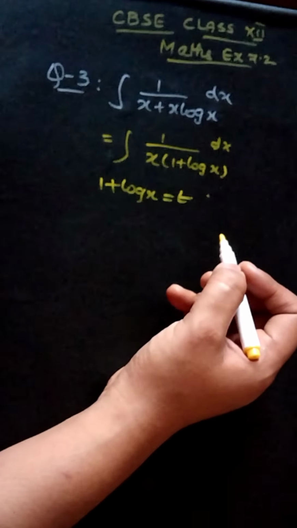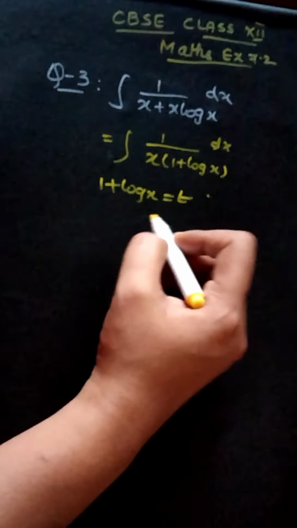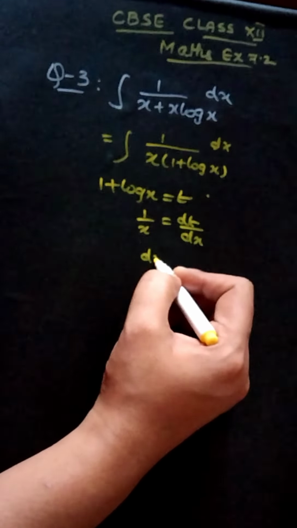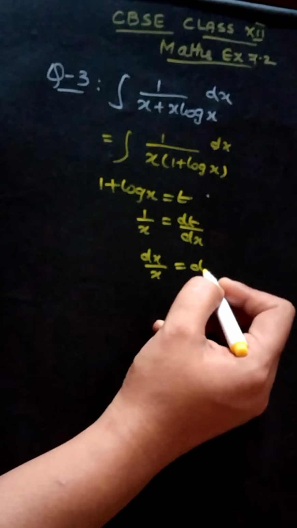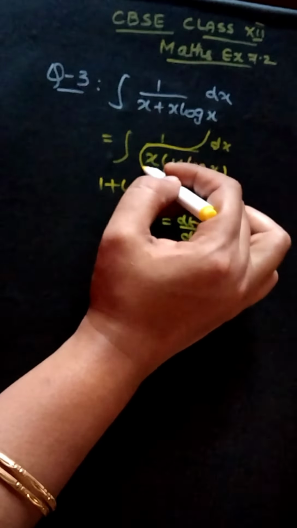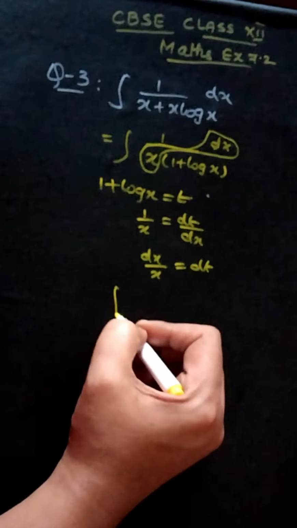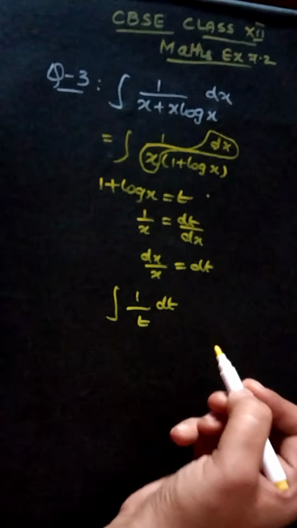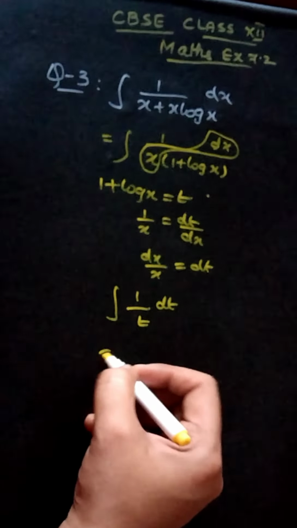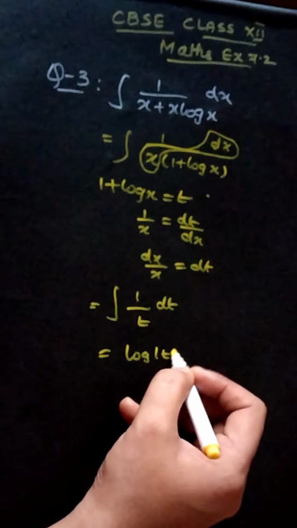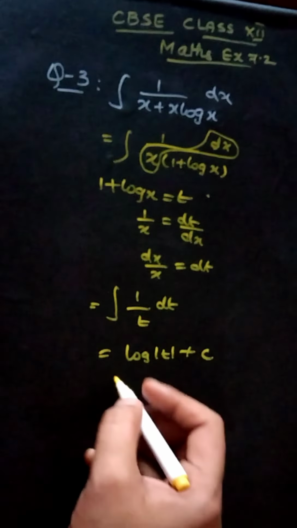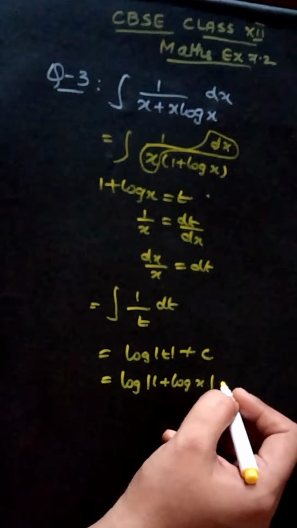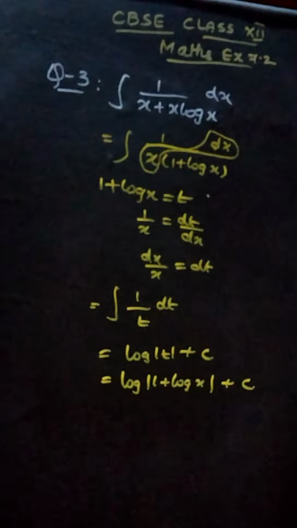When we differentiate with respect to x on both sides, this will be 0. Log x will be 1 by x. t will be dt by dx. When we cross multiply, this will be dx by x. In place of dx by x, we replace it as dt, and 1 plus log x as t. So integral of dt by t is log t, and t we have taken as 1 plus log x. So log of 1 plus log x plus c is the final answer.